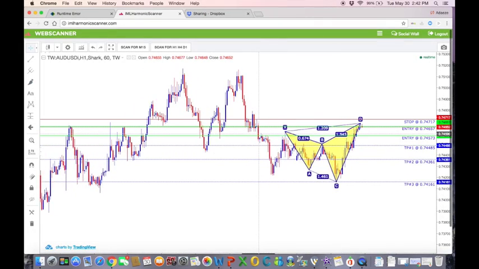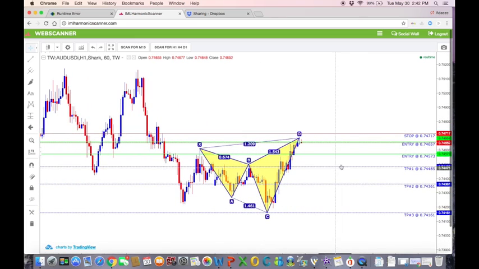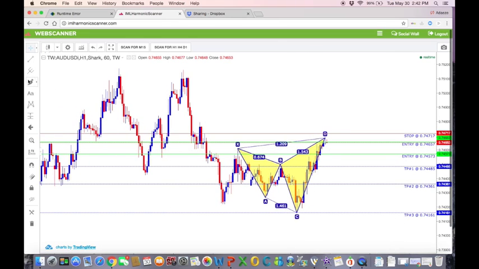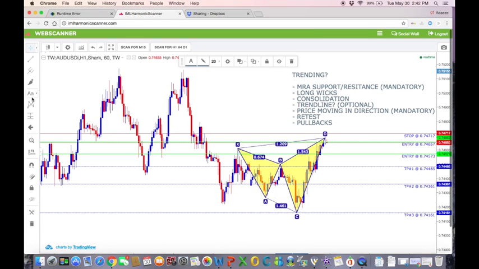Okay, so now we have AUD USD. Here's another example. Remember, just because it says enter here does not mean we want to enter here. We have to make the market work for our money. So let's go through our little checklist. Let me go ahead and put my little checklist back up here on the screen. What are we looking for?